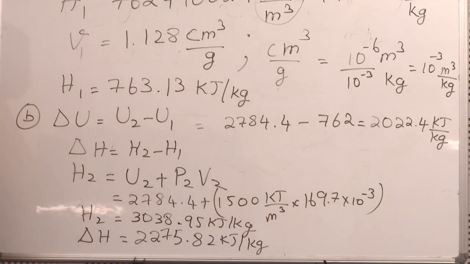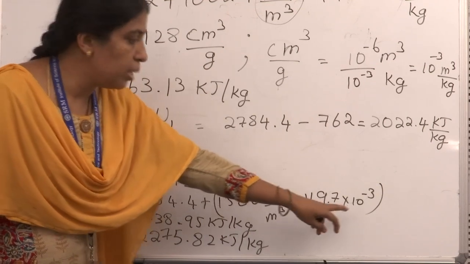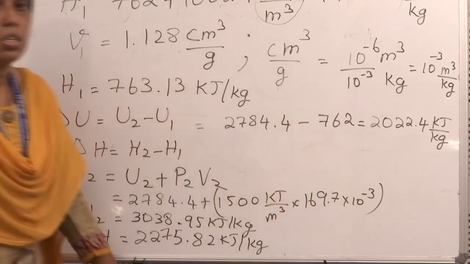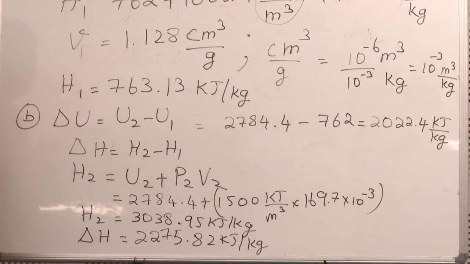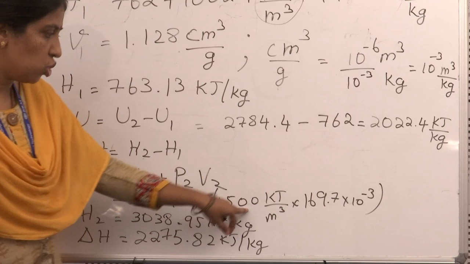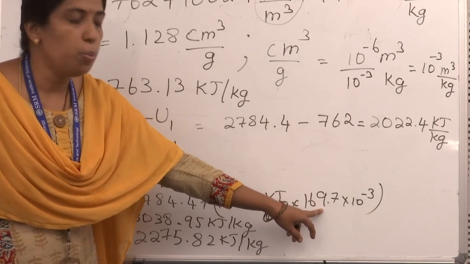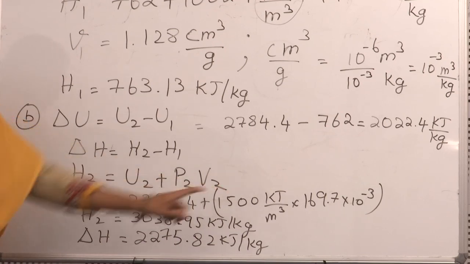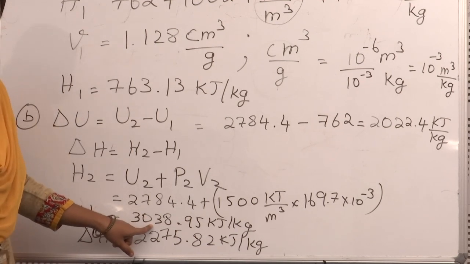So specific volume was 169.7 centimeter cube per gram. I have multiplied with 10 to the power of minus 3 so that it changes to SI units of meter cube per kg. So U2 is given in the question, P2 is given in the second part of the question, and V2, specific volume, was also given, which is converted to meter cube per kg. So multiply and add these values, and you will get the final H2. So the final H2 of the process is 3038.95 kilojoules per kg.